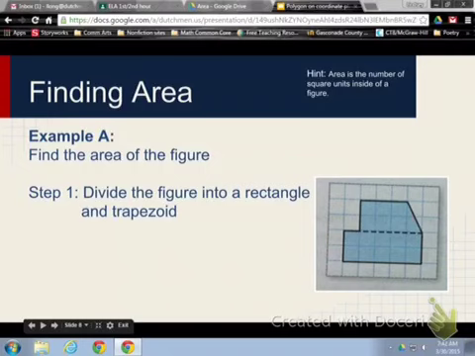Now the next one, we're going to be finding the area. Remember, the area is the number of square units inside a figure, and we're doing square units again. So we have this figure here, and we want to find the area. So the first thing we do is divide it into a rectangle and trapezoid.